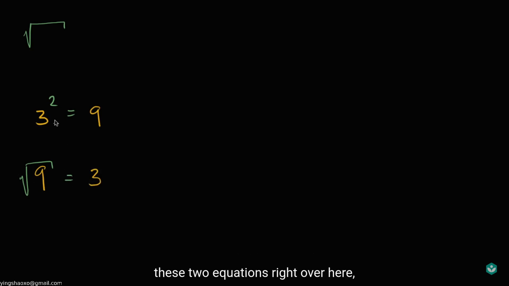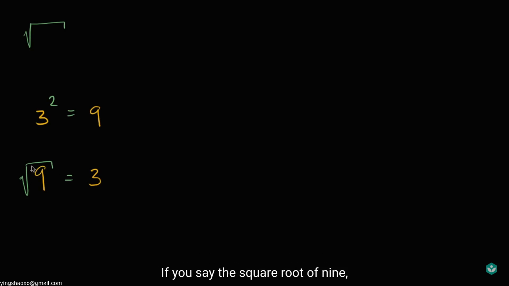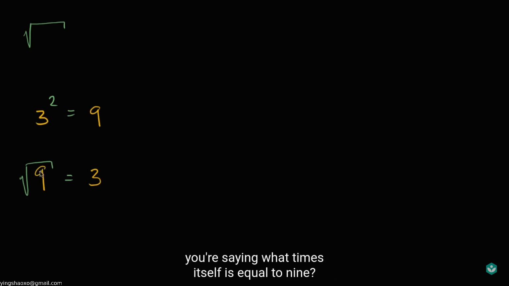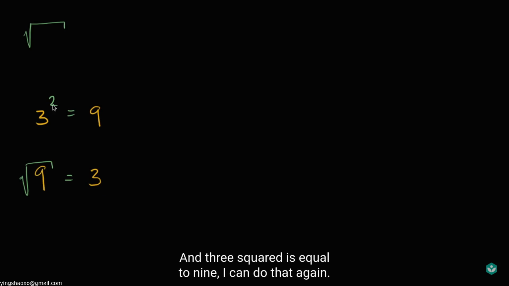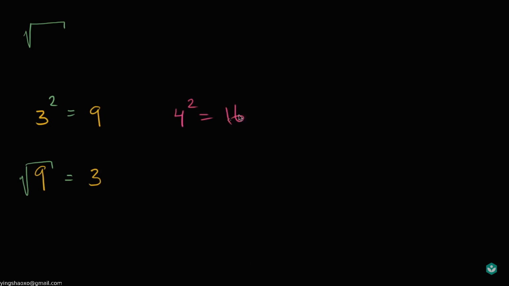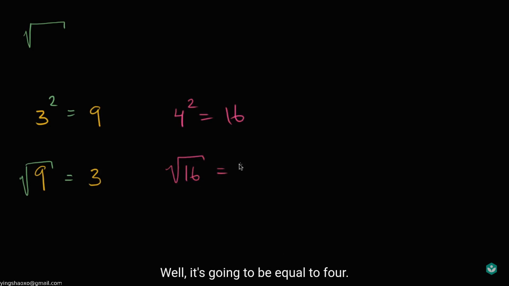And I want you to really look at these two equations right over here, because this is the essence of the square root symbol. If you say the square root of 9, you're saying what times itself is equal to 9? Well, that's going to be 3. And 3 squared is equal to 9. I can do that many times. I can write 4 squared is equal to 16. Well, what's the square root of 16 going to be? Well, it's going to be equal to 4.